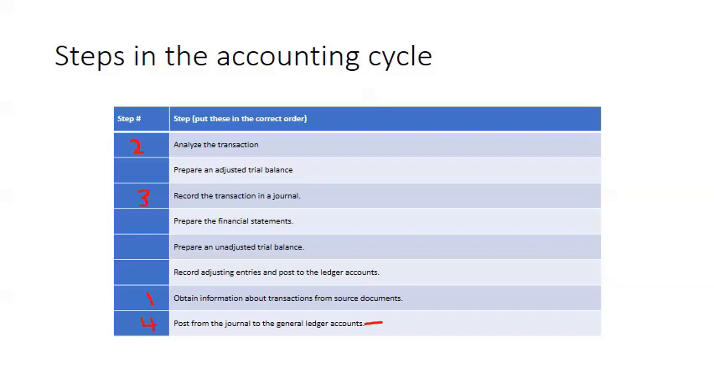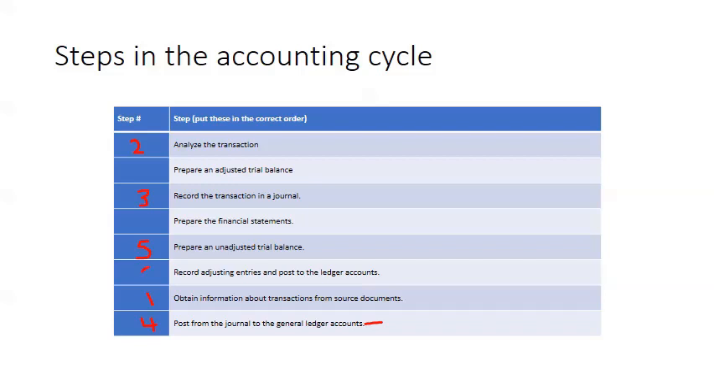Now the others are done at the end of the accounting period, and number 5 would be right here, to prepare an unadjusted trial balance. That's just a listing of the accounts in debit and credit formats at the end of the accounting period according to their balance as either debit or credit before you've made any adjustments.